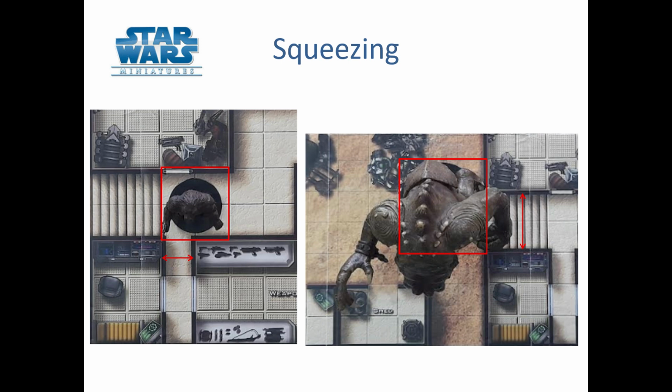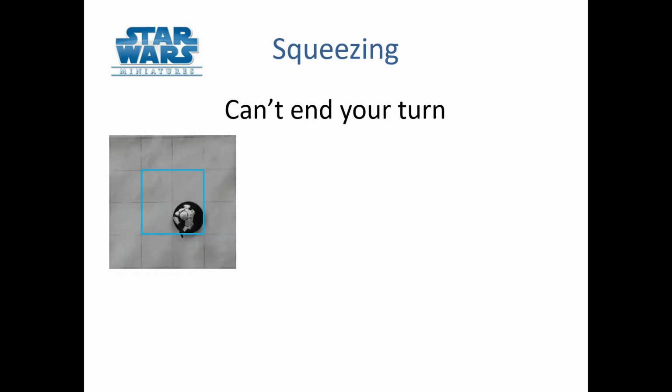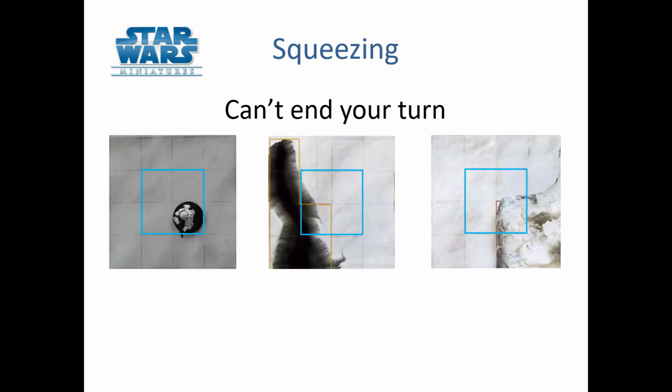And just like moving diagonally, there are a couple of restrictions we need to take into consideration if we are thinking of squeezing. The first is that, as always, characters must end their turn in legal, unoccupied squares. They can't end their turn occupying any squares already occupied by an enemy, or designated as a pit, or a solid wall. And just so you don't get any grand ideas, no, you can't occupy squares on either side of a thin wall.